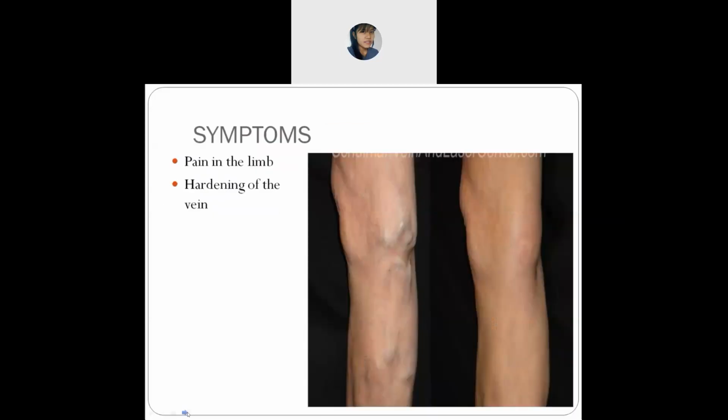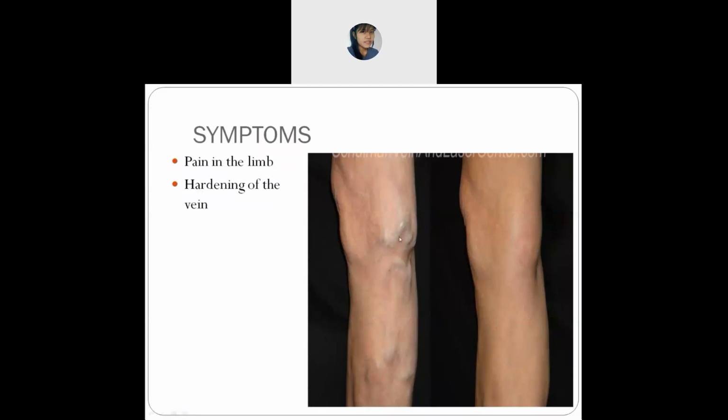Another symptom is pain in the limb. So in the limb, this one leg portion, you will have pain. And the next point is hardening of the vein. Hardening of the vein means what? The veins, you can see it, right? It will become hard.